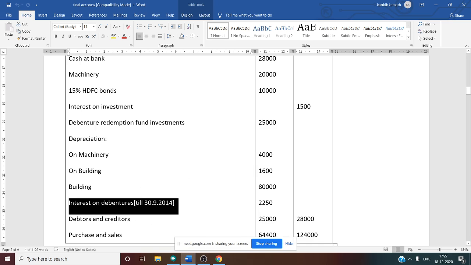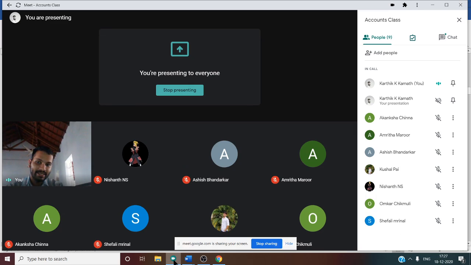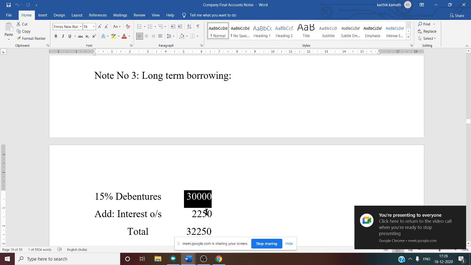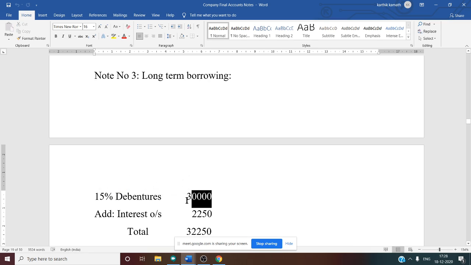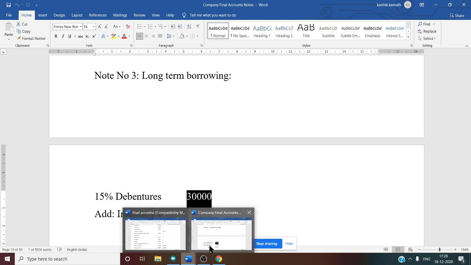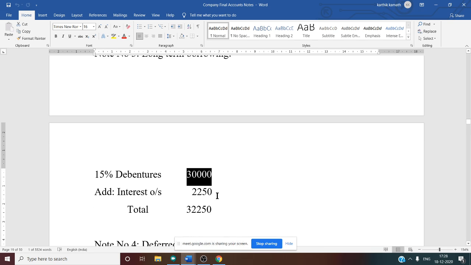So for the remaining half of the year, the interest is not paid; that is why there is outstanding interest. Outstanding interest information is there. So how do we get the outstanding interest information? 30,000 into 15% debenture, and 6 months due, so 6 by 12. If you do that, you will get the outstanding interest information, that is 2250.